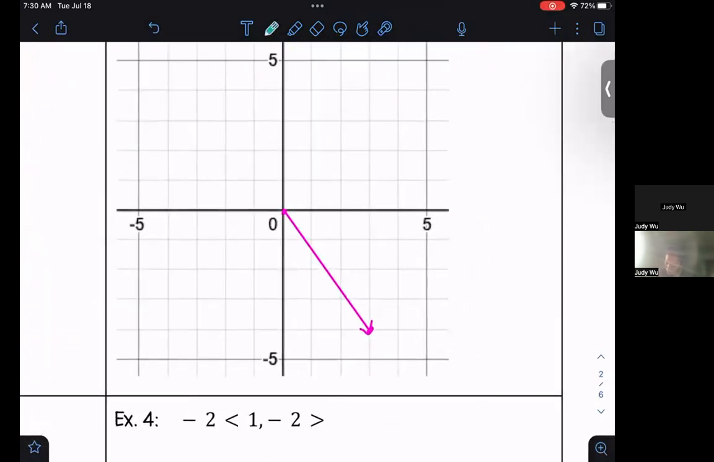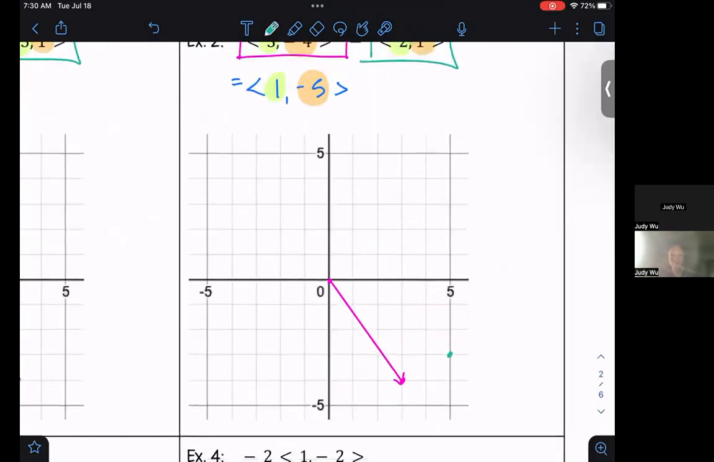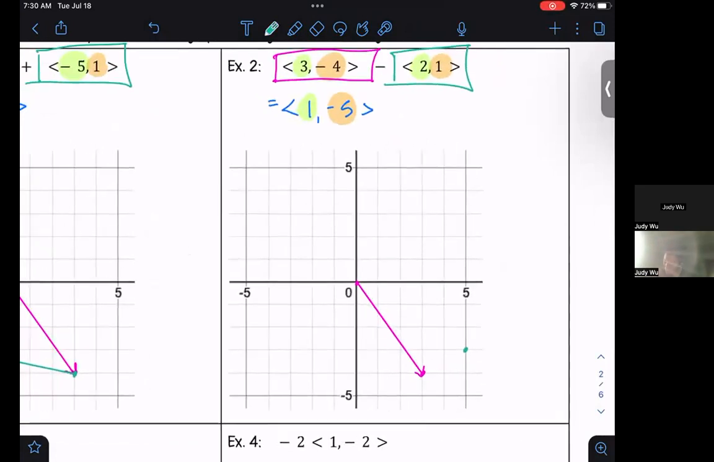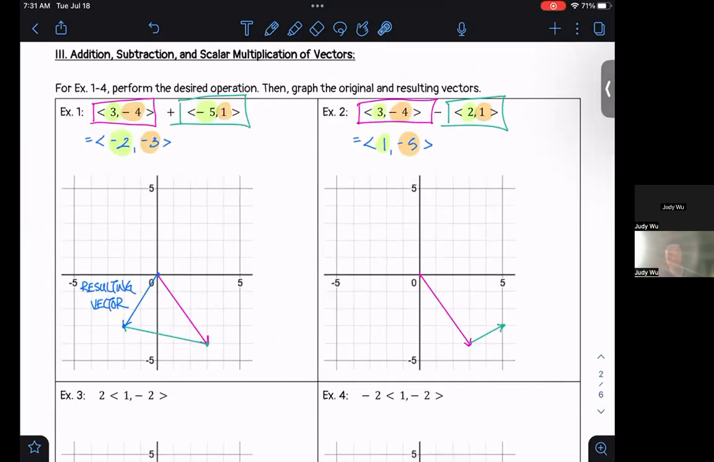So from here, we're going to go over 2 and up 1. All right. Now, if I were to draw this in, I might say, well, then the resulting vector would be something like this, and that's 5, -3. But that's not what I have here, right? So what's wrong with what I just did there? I did it just like example 1, right? I drew the vectors, the head of one vector to the tail of the other vector. So how come it didn't work?